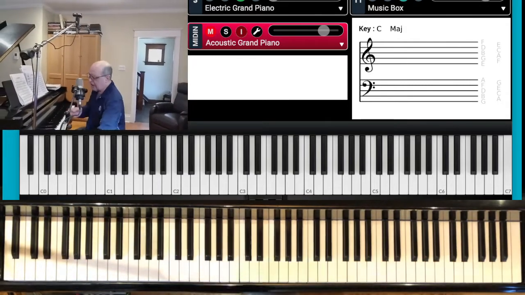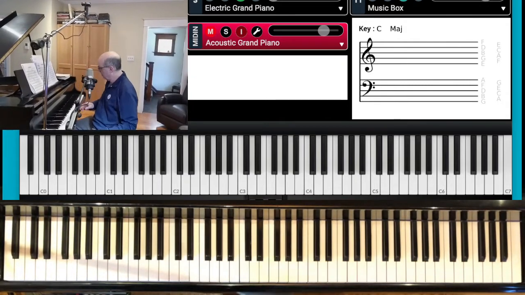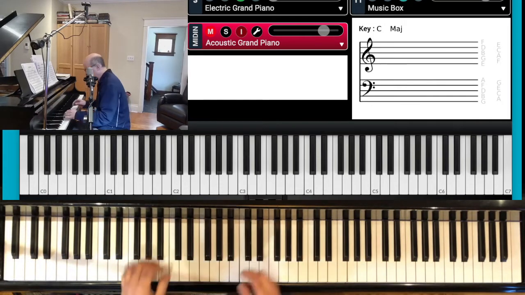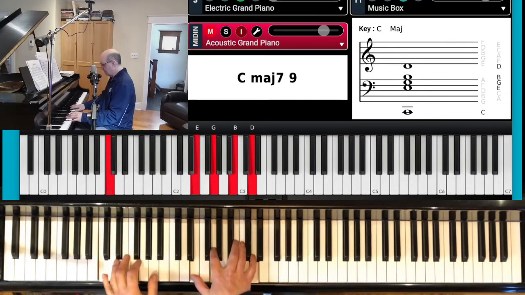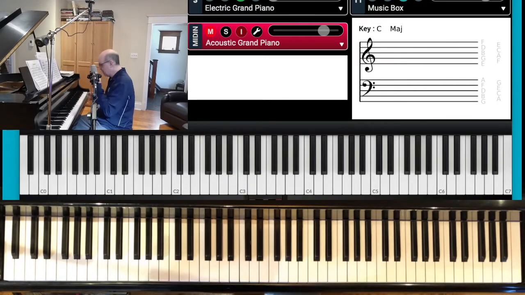So the first thing is, let's say we're in the key of C. Normal 251 would be something like D minor 7, G, C. Okay, so that's easy. So a backdoor thing is, let's start with some basic theory.